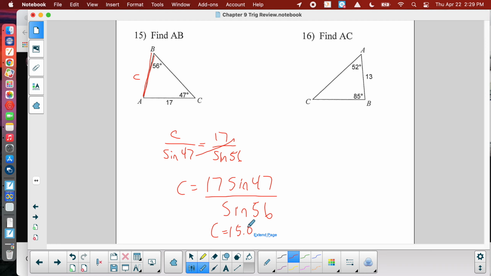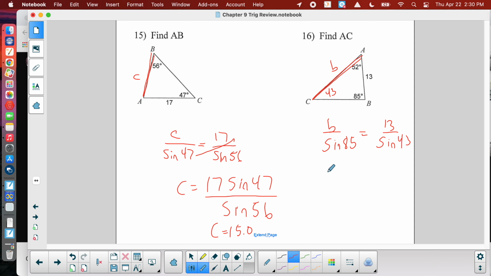Now this one, we want to find AC, so I want to find this side, which we would call B because it's across from angle B. So B over sine 85 equals this side, C, over sine of C. Wait a minute, I don't know angle C. Well, I know two of the angles though, right? So if I know two angles, I can find that third angle. That third angle is going to have to be 43. 180 minus 85 minus 52 gives me 43.